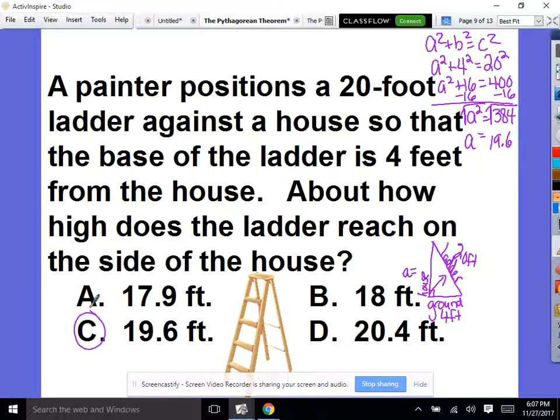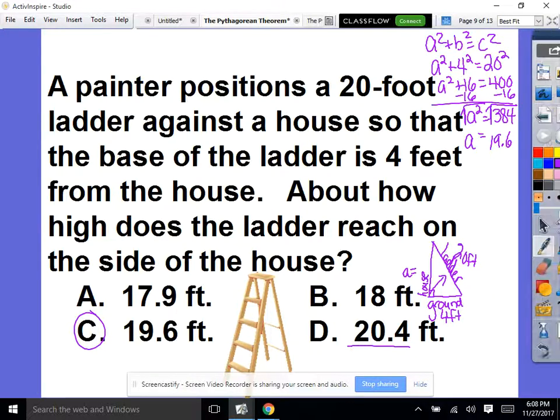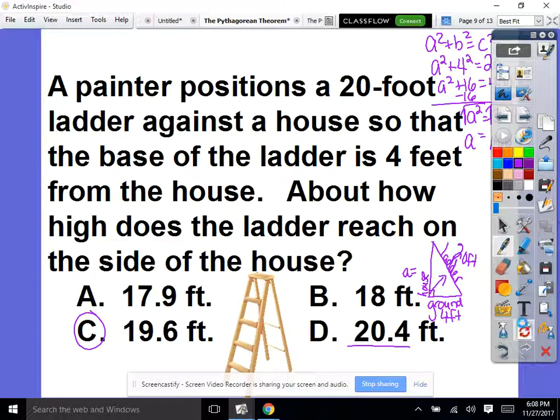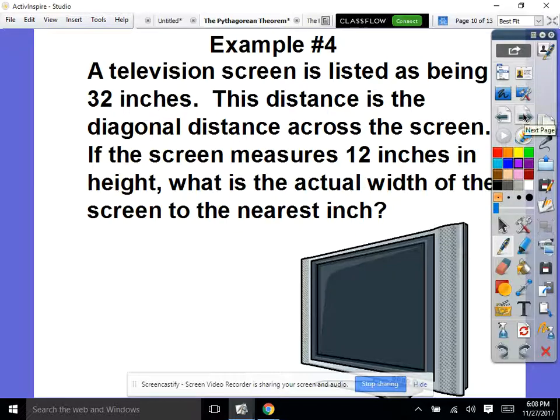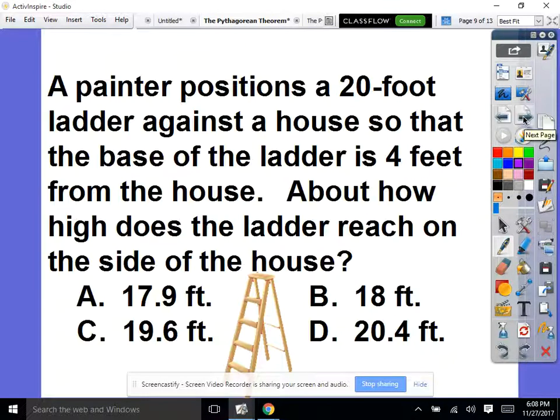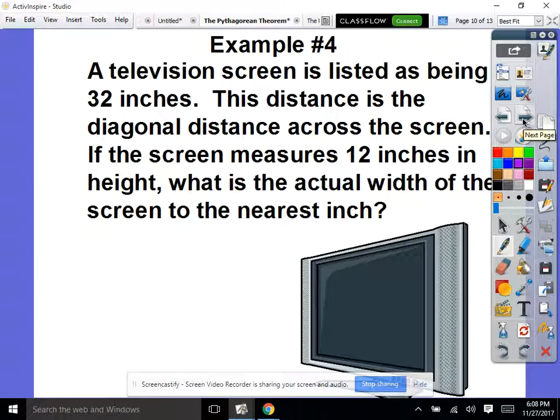So the answer to this would be C. And if you did not draw a picture and know that they gave you C, you would work this out and you would end up getting D, because without the picture, you would say 4 squared plus 20 squared. But there's no way that a 20-foot ladder can reach 20.4 feet up the side of the house. So sometimes we will be given the hypotenuse and we will have to find the legs.